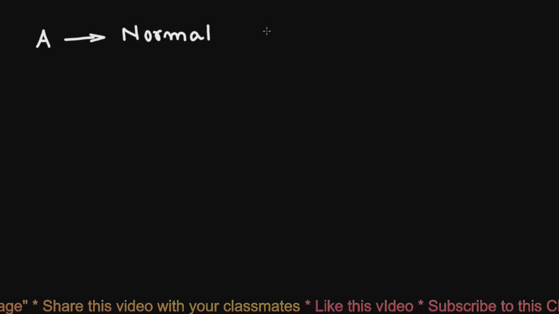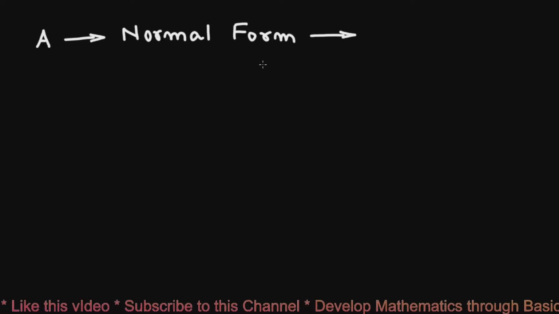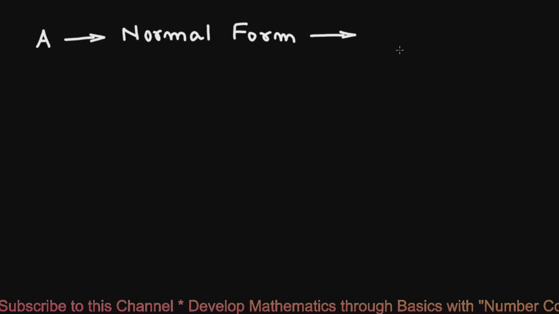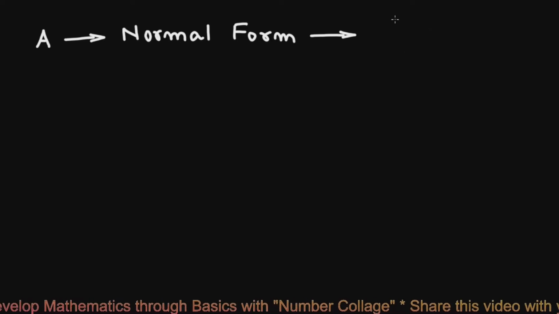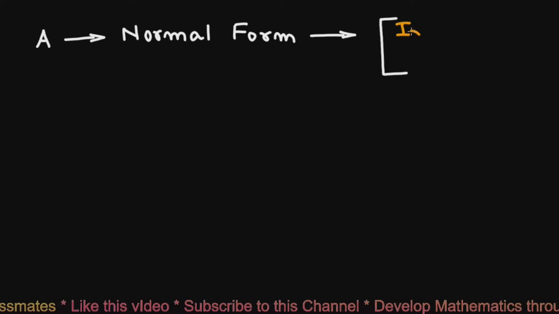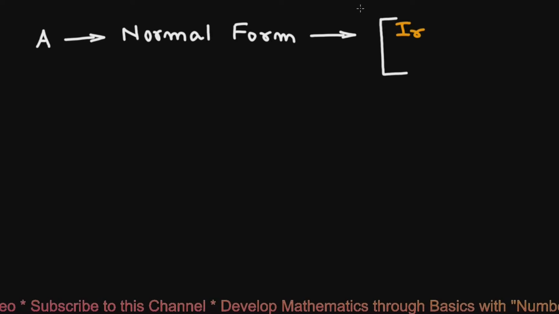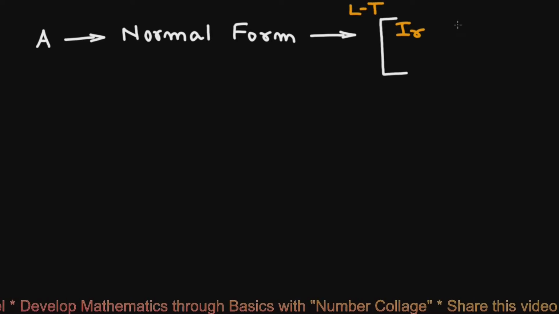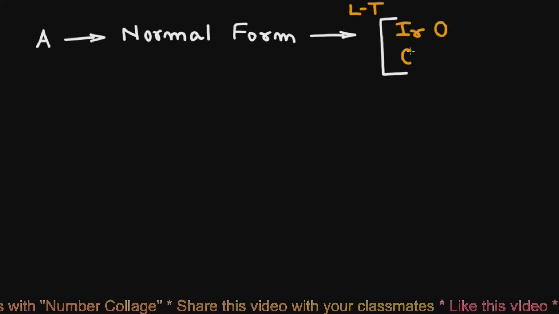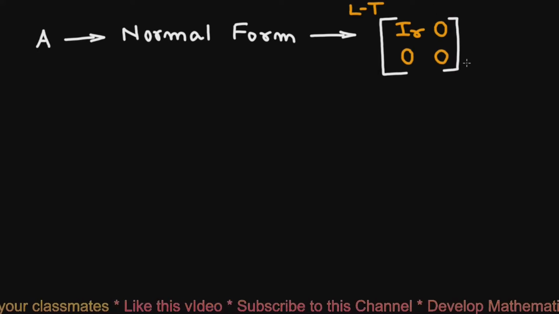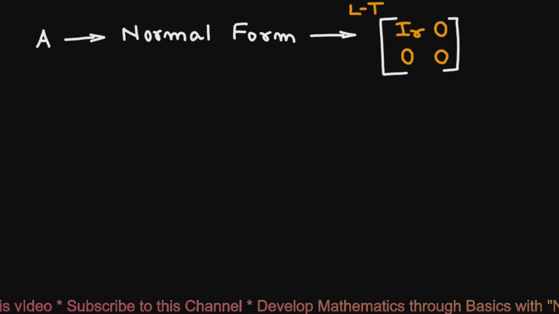While converting a matrix A to the normal form, we are planning our row transformations or column transformations in such a manner that a unit matrix of rank R is maintained in the left top corner of the resulting matrix, while the remaining elements in O are zeros. This we have already understood.